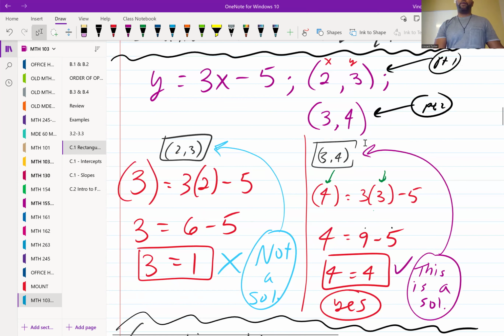So for the next one, we have (3, 4). Plug in 3 for x, 4 for y. That's 3 times 3, which is 9. 9 minus 5 is 4. So we have 4 equal to 4, and that means (3, 4) is a solution.